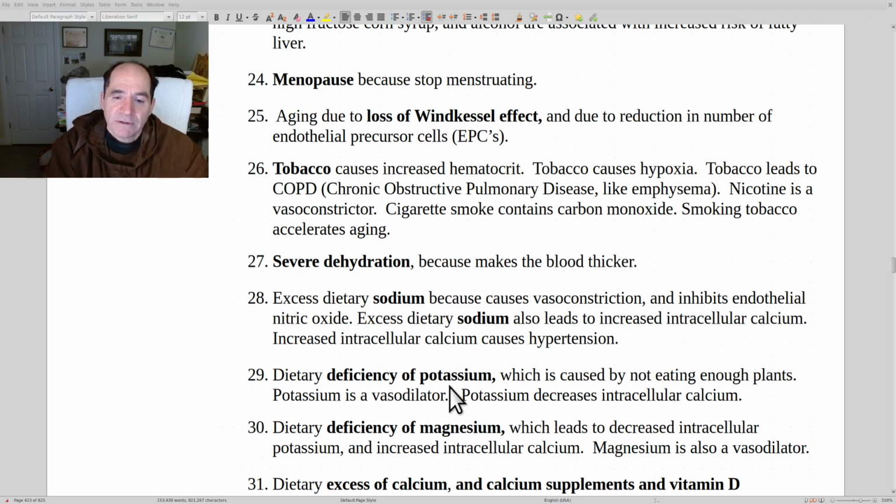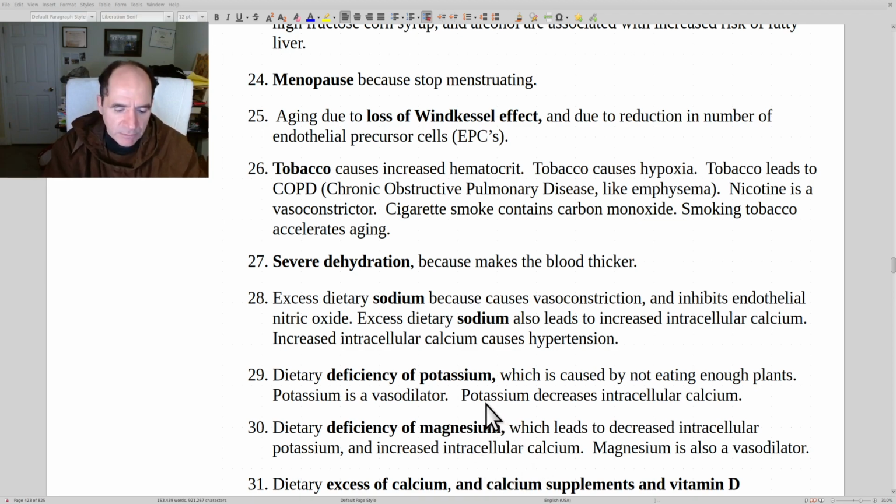The good stuff comes from plants because we're designed to eat them. I couldn't care less about animal rights. If meat made me healthy, I would eat it. I really don't care about that stuff, but it doesn't. Dietary deficiency of potassium and magnesium comes from not eating plants.